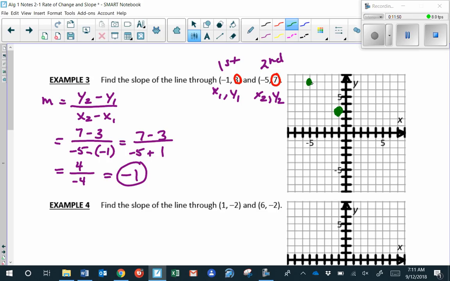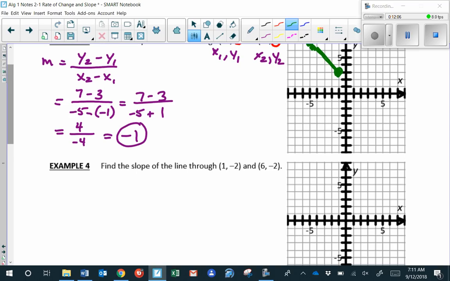If I graph those 2 points and connect them, what you'll notice is to get from one point to the next, I can fall one and move right one, fall one and move right one, etc. So our slope computation matches what we see in the graph.